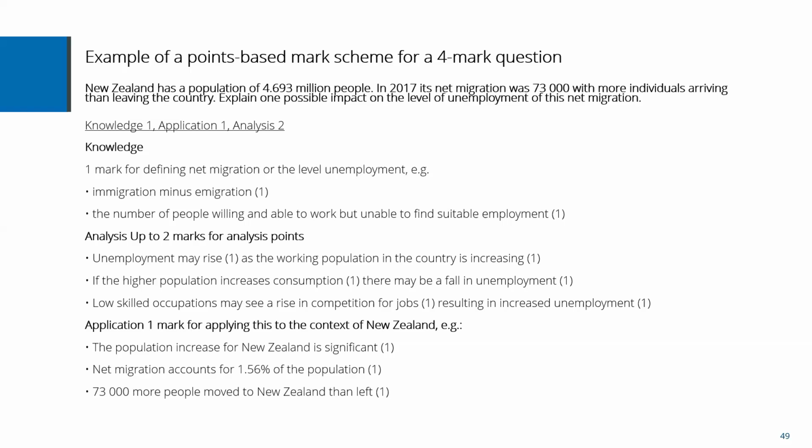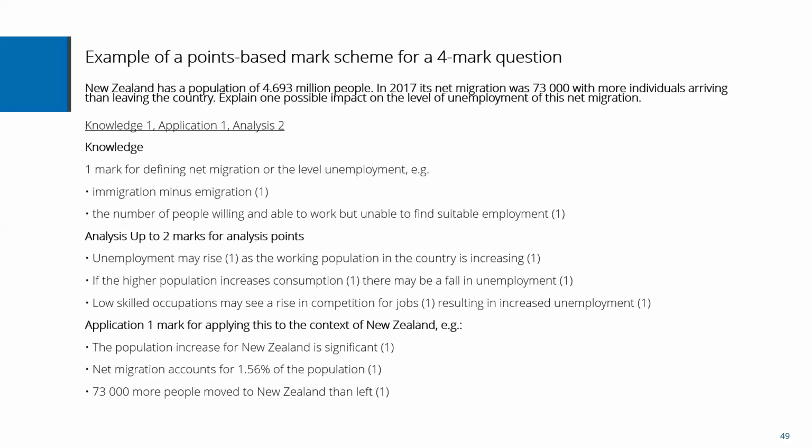So an example of a points-based mark scheme for a 4-mark question. You have here the question itself. New Zealand has a population of 4.693 million people. In 2017, its net migration was 73,000, with more individuals arriving than leaving the country. Explain, that's your command word, explain one possible impact on the level of unemployment of this net migration. So, explain questions. And I did say there are 2 types. This particular type is asking for an impact.